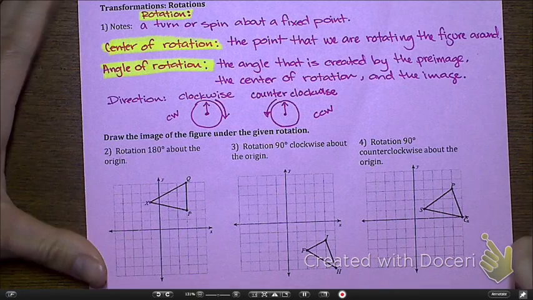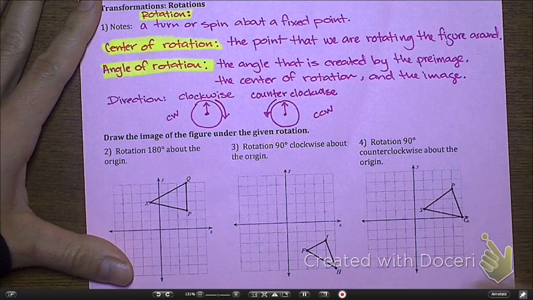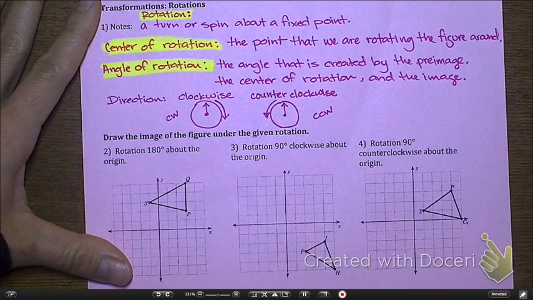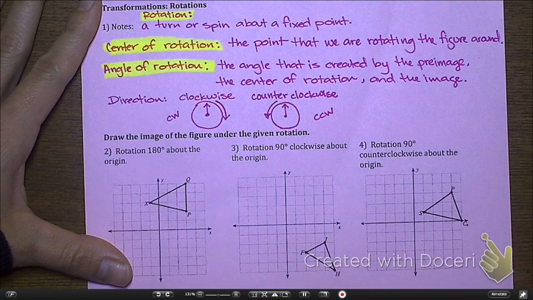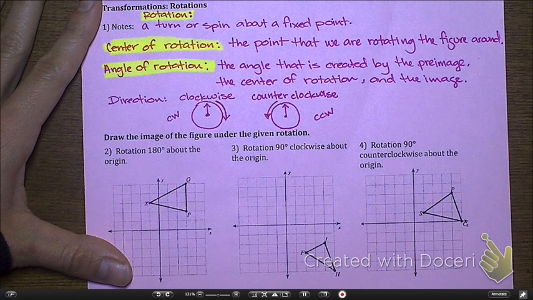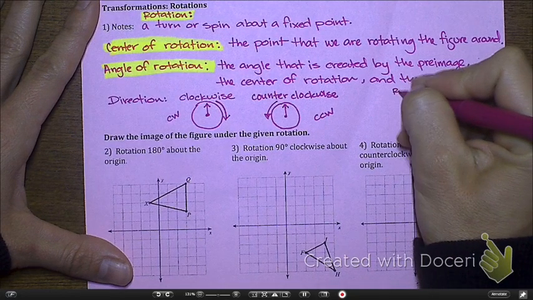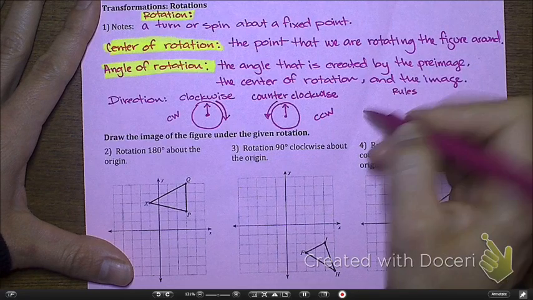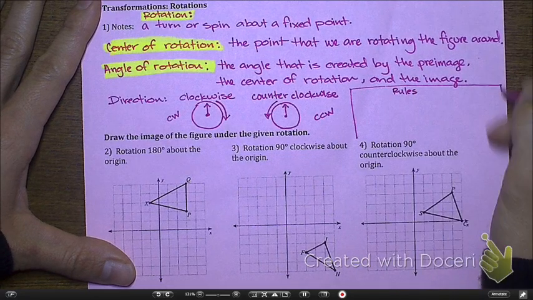And then last, we're going to go over some rules for rotation, because there's two ways that you could choose to rotate. One is using trace paper and doing the rotation manually. The other way to rotate is by using a coordinate rule, which we're going to go over. So we're going to draw a rule box over here for our rules.